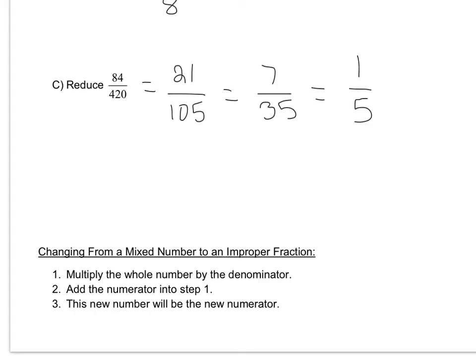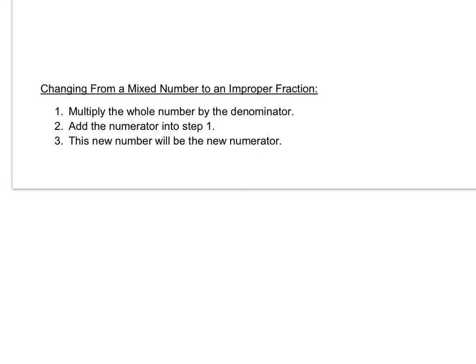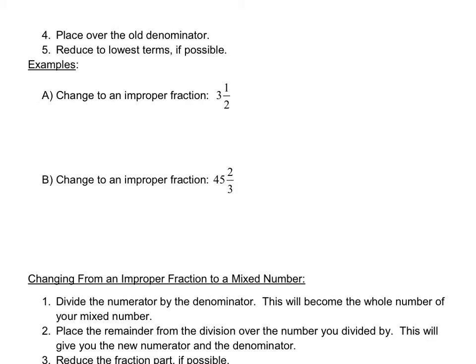Okay, now we're looking at changing from a mixed number to an improper fraction. You guys should recall this with ease. Let's take a look at the next page. Alright, so remember it's 3 times 2 plus 1, denominator stays the same, so 7 over 2. So 45 times 3 plus 2, 137 over 3. And then changing from improper to mixed, the reverse of that. Okay?